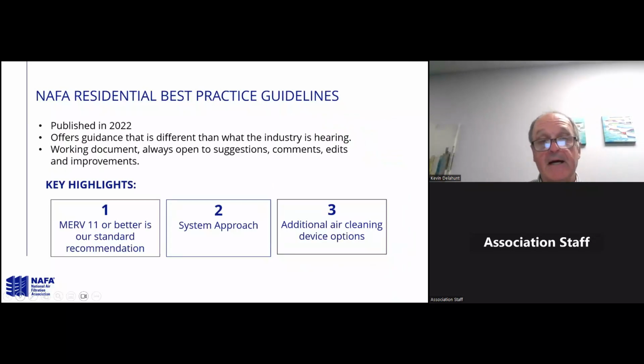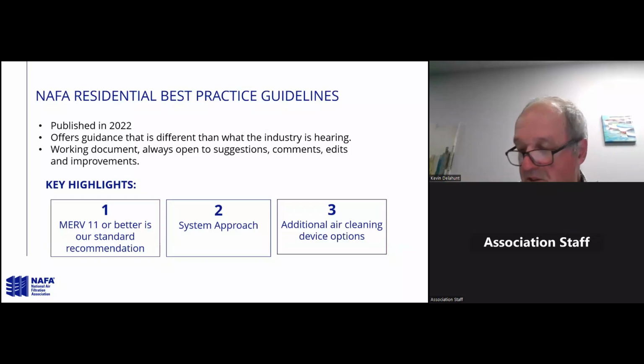This is one of the newer guidelines. We just published it in 2022. So if you haven't been on the website recently, you might not have seen this, but this is the first time we're doing a presentation on it as well. It offers guidance that is different than what the industry is hearing.